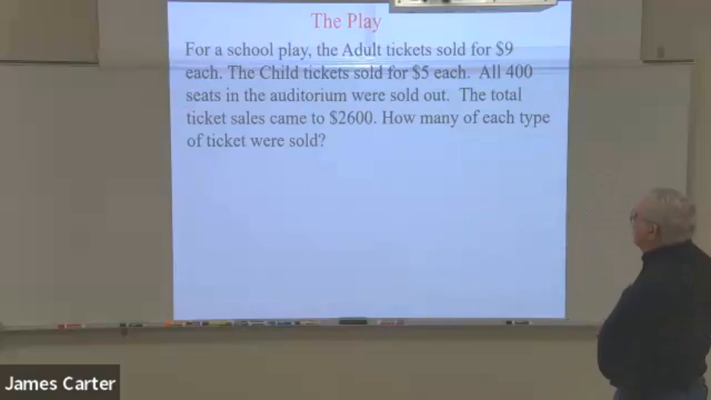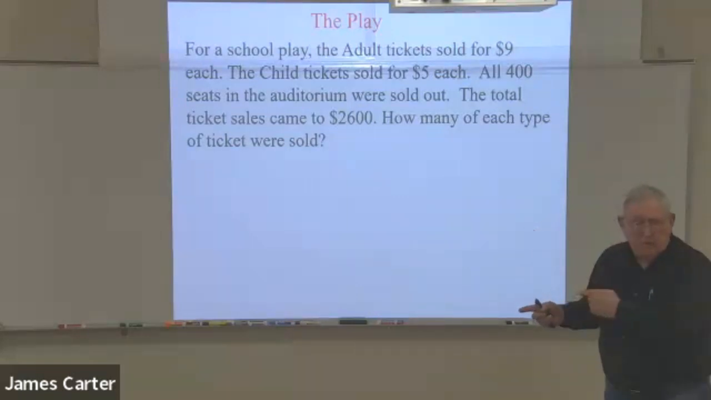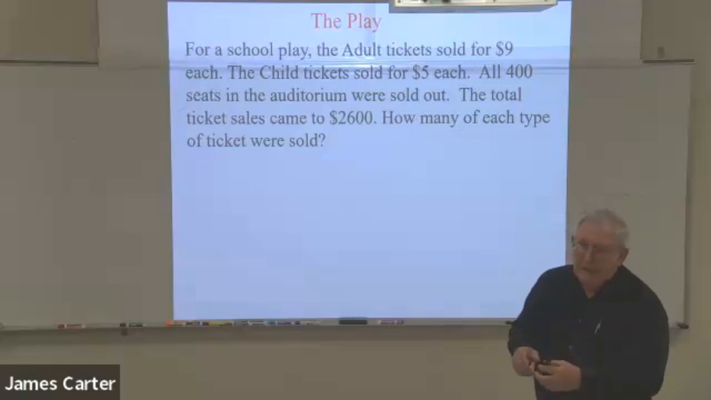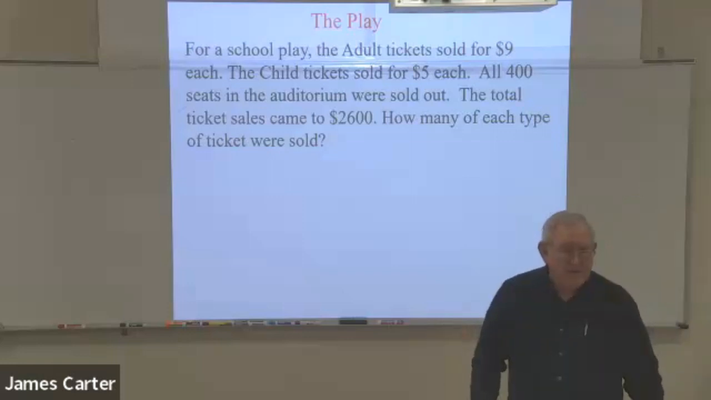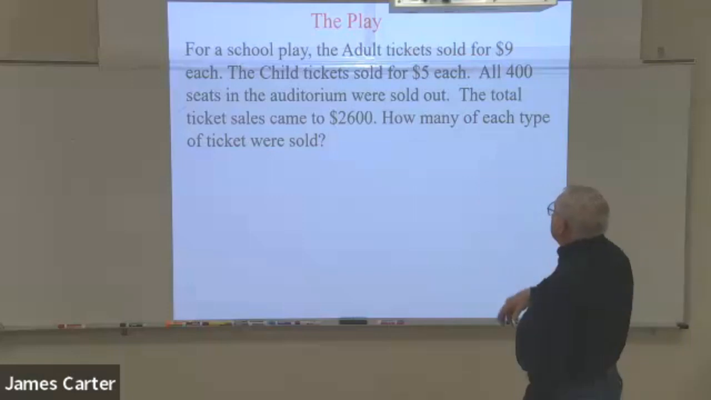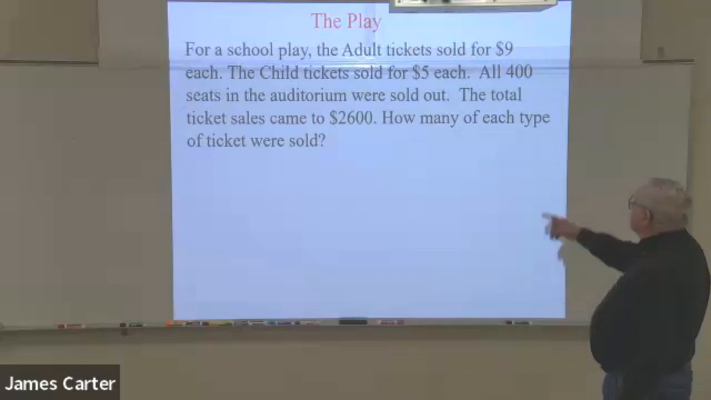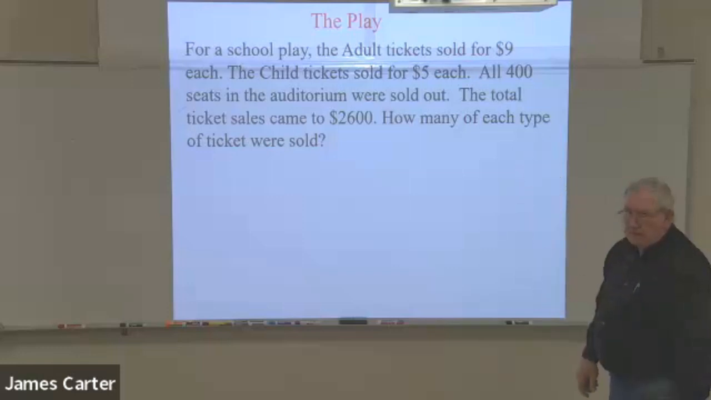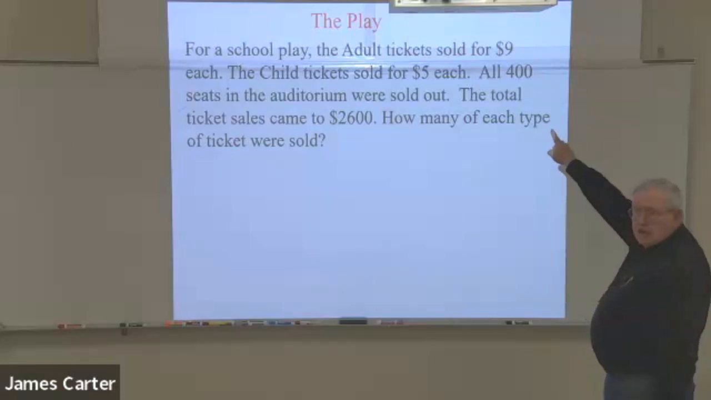In this particular problem, and by the way, this problem and the next problem that I'm going to put up, probably 90% of the years, a problem like one of these two has been on the final. So this is kind of an important one. Okay. Now, in a school play, there were adult tickets sold for $9 a piece. Kid tickets for $5 a piece. There were 400 seats and all were sold.